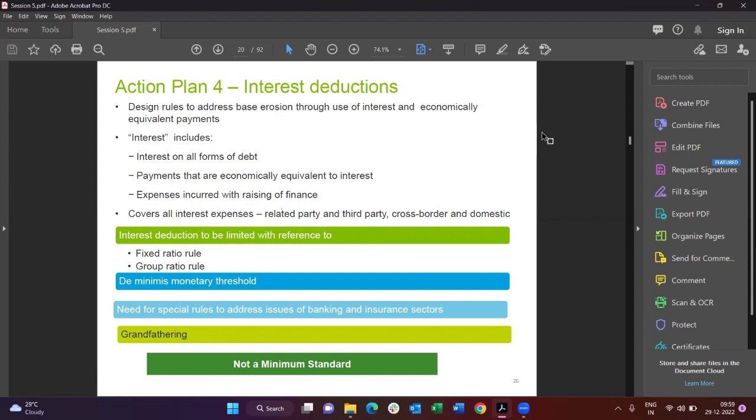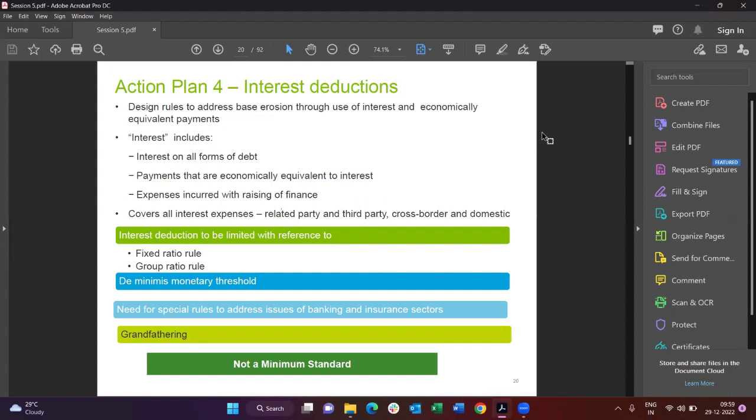And it covers all interest expenses, even the domestic interest expenses, related parties, third party cross border. So all the interest expenses together should be below 30% of the EBIT as per Indian law. And the OECD recommended that it should be between 10 and 30%, also a monetary threshold. And this term interest was also wide, it included interest of all forms of debt.